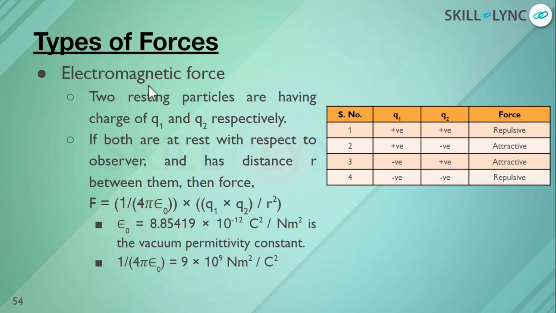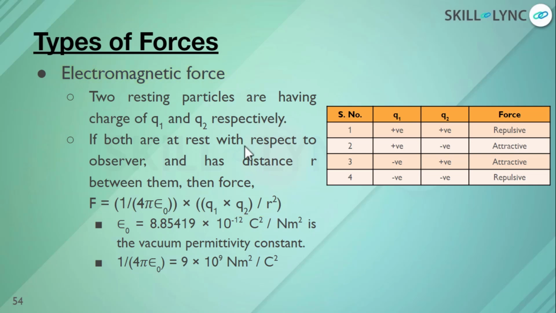Session 4. In this session, we are going to study electromagnetic force. If two resting particles have charges Q1 and Q2 respectively, and both are at rest with respect to the observer, and they have distance r between them, then the electromagnetic force can be defined by the formula 1 upon 4 pi epsilon naught into Q1 into Q2 divided by r square.